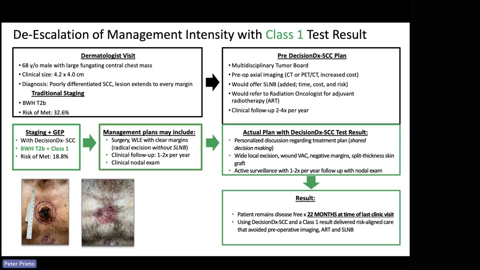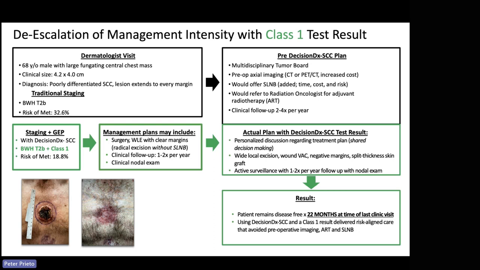This was a 68-year-old male with a very large fungating central chest mass. It was about 4 by 4 centimeters. Biopsied as a poorly differentiated squamous cell carcinoma, and it extended to every margin. So by traditional staging, this was a Brigham and Women's T2B with a risk of metastasis of over 30%, 32.6%. However, we know that not all T2B tumors carry the same risk of progression. And given the low positive predictive value of Brigham and Women's staging, we may be overtreating a significant number of patients.